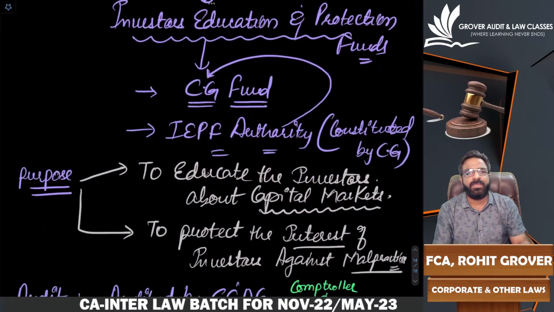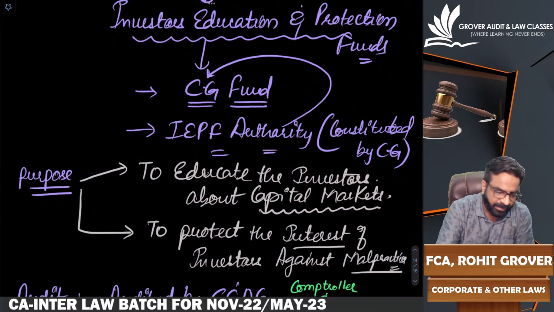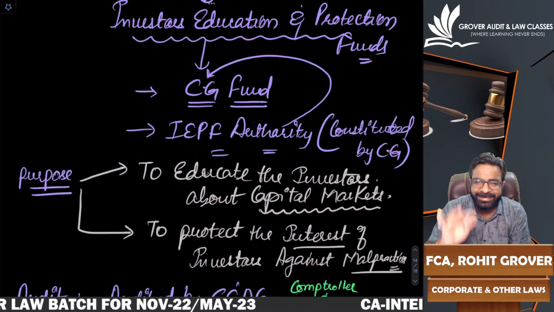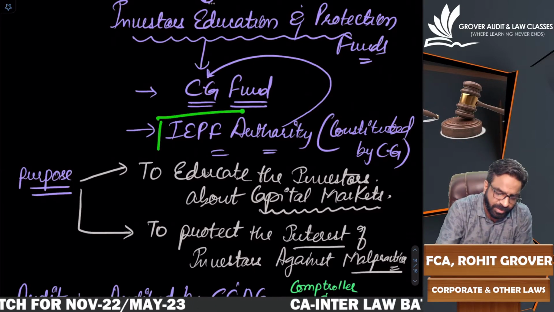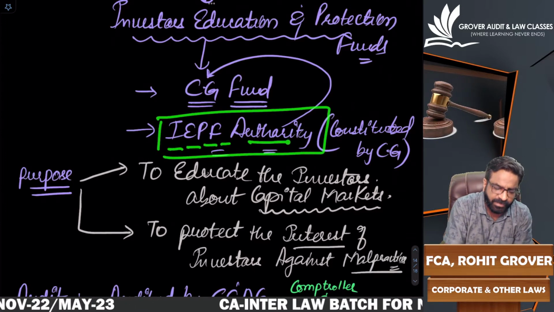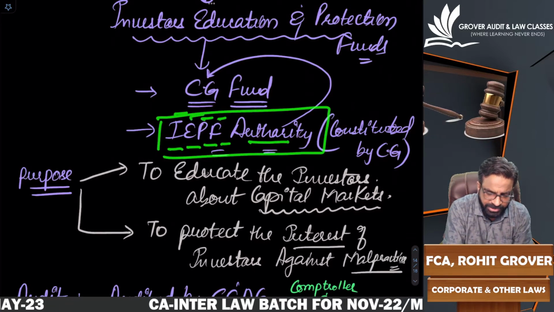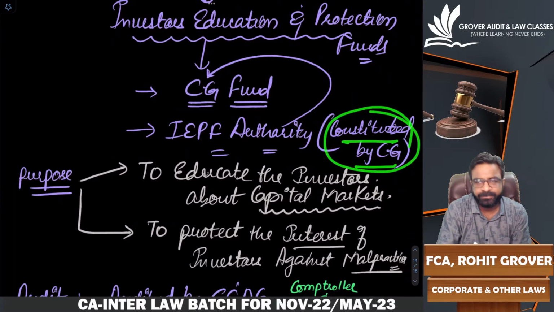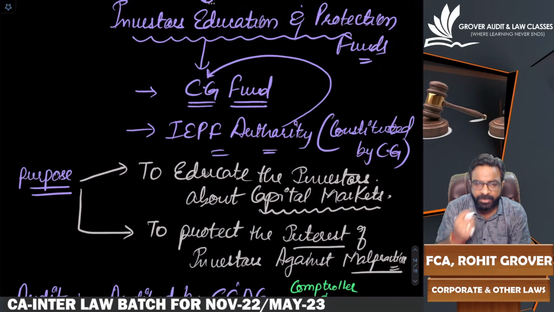Now, 125. Ready to run? Point number 1. It is a which fund? Central government. It means who created this fund? Central government. And it is under whose control? What is the name of the authority? IEPF Authority. What is the full form of IEPF Authority? Investors Education and Protection Fund Authority. It means this authority is constituted by whom? Central government.